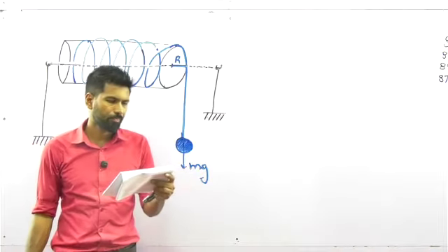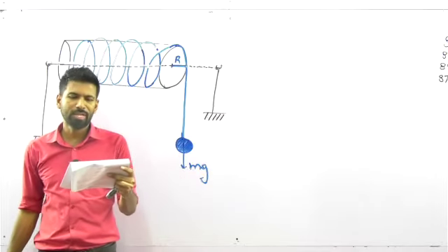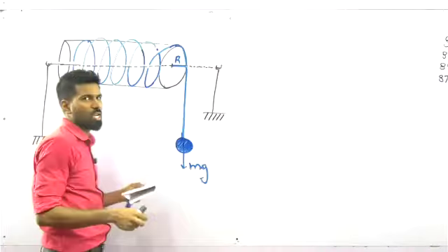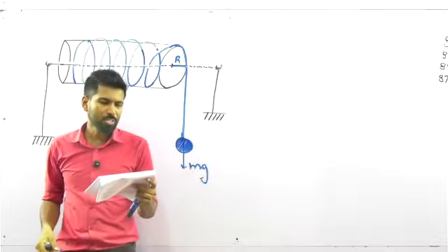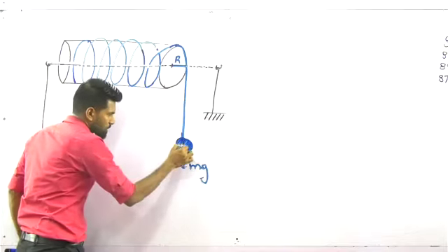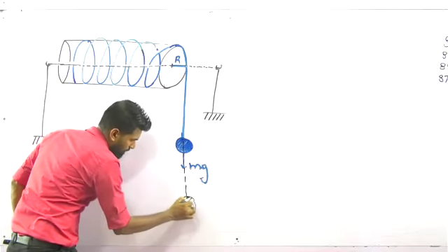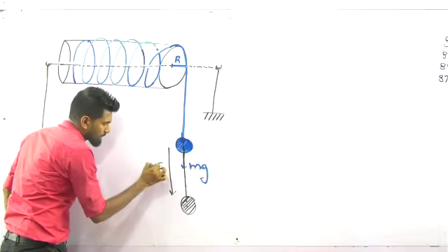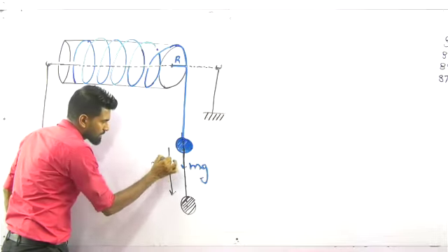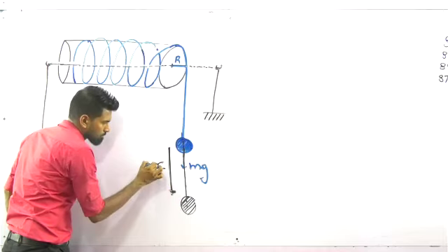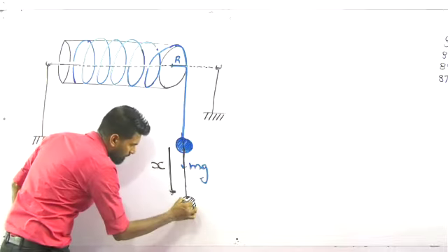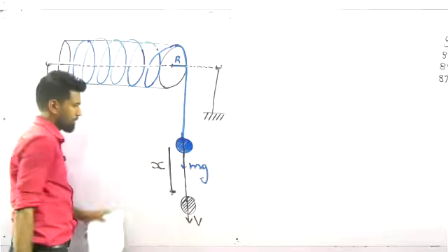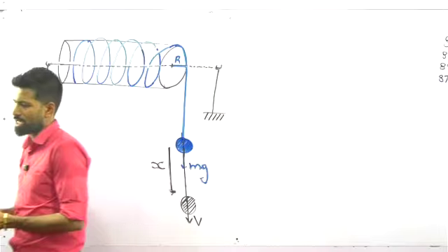Then the moment of inertia of the drum about its axis is I. If the mass falls through a distance x, from a distance x, the velocity it gains is v. So you have to prove something.